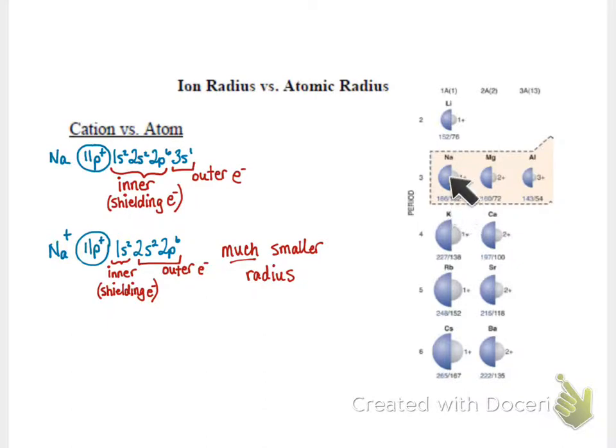If we look at sodium, the left side, the blue one, is neutral, and then the one on the right, the little white one, that's the cation. So it's around half the size. It goes from 186 to 102, not quite half, but definitely quite a bit smaller.